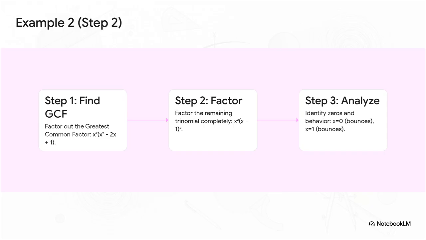So what are we left with inside the parentheses? We've got x² - 2x + 1. And if you've been practicing your factoring, you might recognize that pattern. It's a perfect square trinomial. That factors down really nicely into (x - 1)².